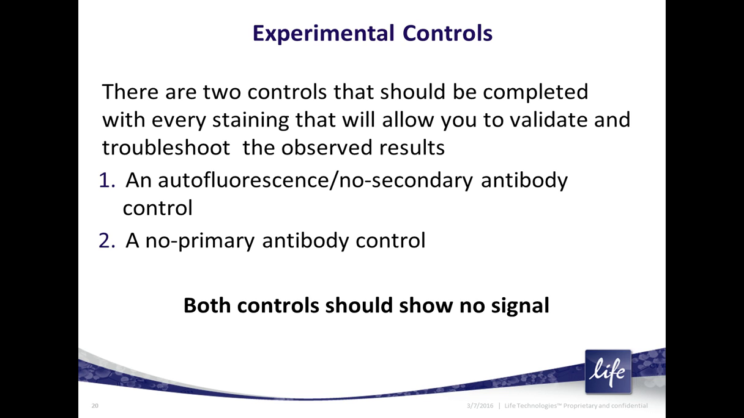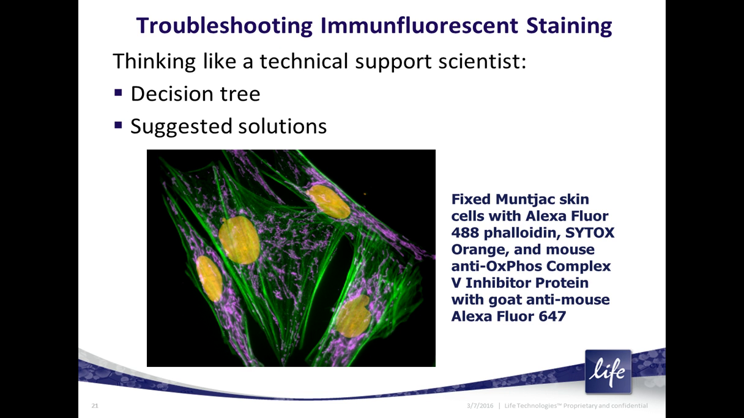You also want a no primary control. This is because if you see background in your sample, you don't know if it's coming from your primary antibody or from your secondary. So having a no primary control will check to see if there's background binding just from the secondary. And I'll talk a little bit in the troubleshooting section more about these controls. And I'll have a decision tree also coming up about those and some suggested solutions.